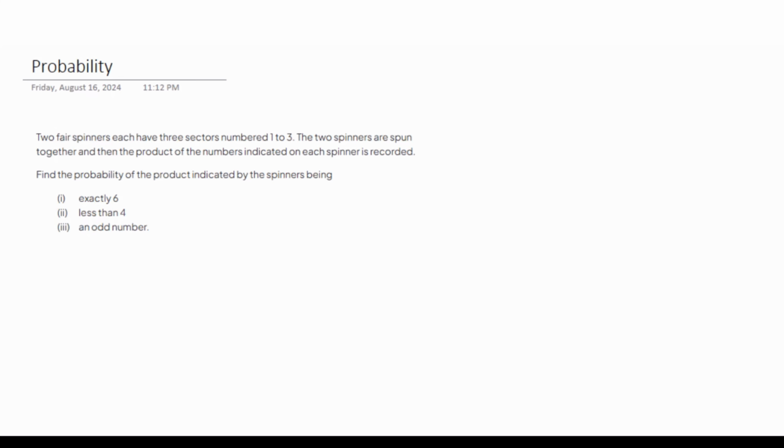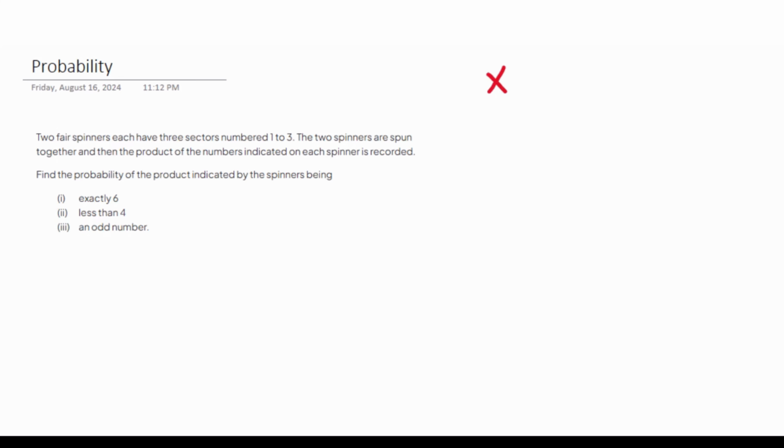It says that two fair spinners each have three sectors numbered 1, 2, 3. The two spinners are spun together, and then the product of the numbers indicated on each spinner is recorded. Find the probability of the product indicated by the spinners being the options that are given.